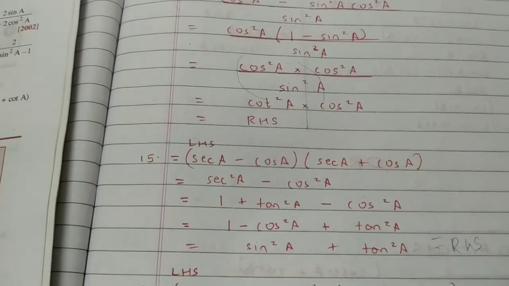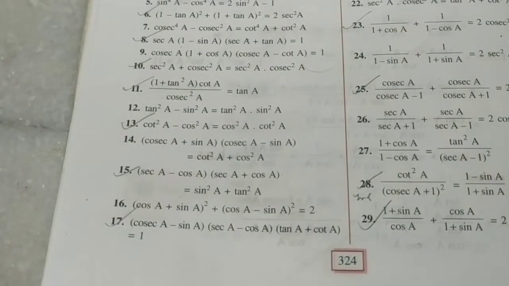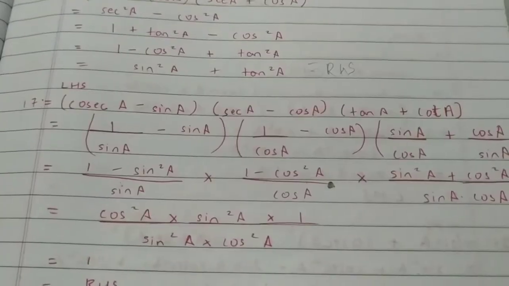Now the 17th sum. Bracket into bracket into bracket is equal to 1. That's a lot of brackets here. And there are no squares involved, so I can't think of using any identity yet. So the only option left is convert everything in terms of sine and cos. And let's hope that some formulae appears.